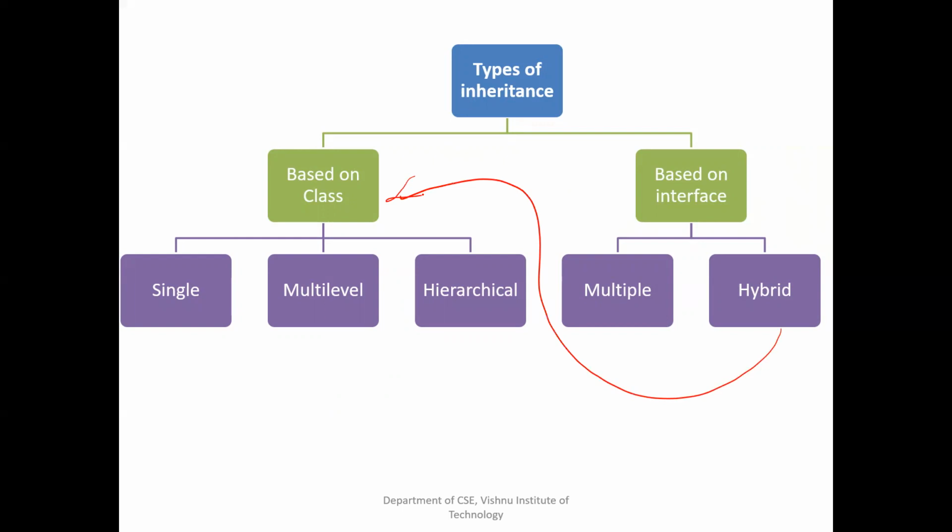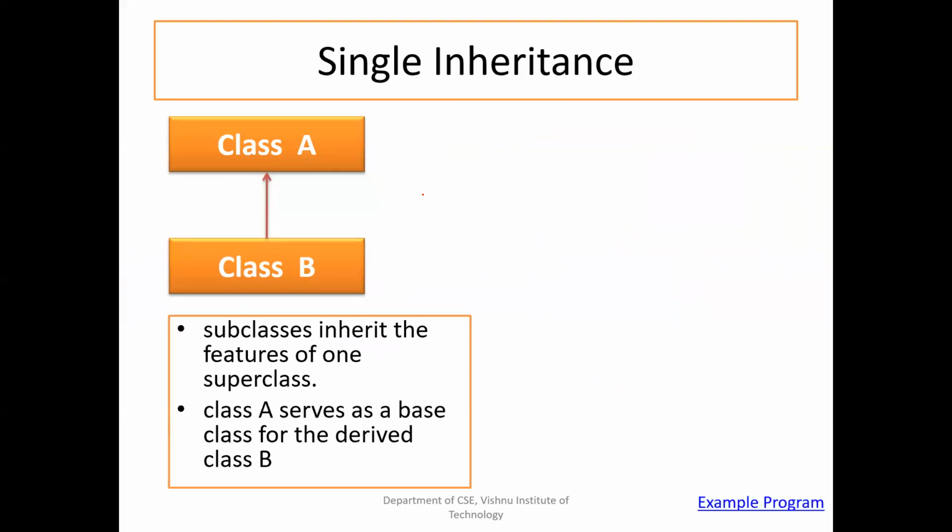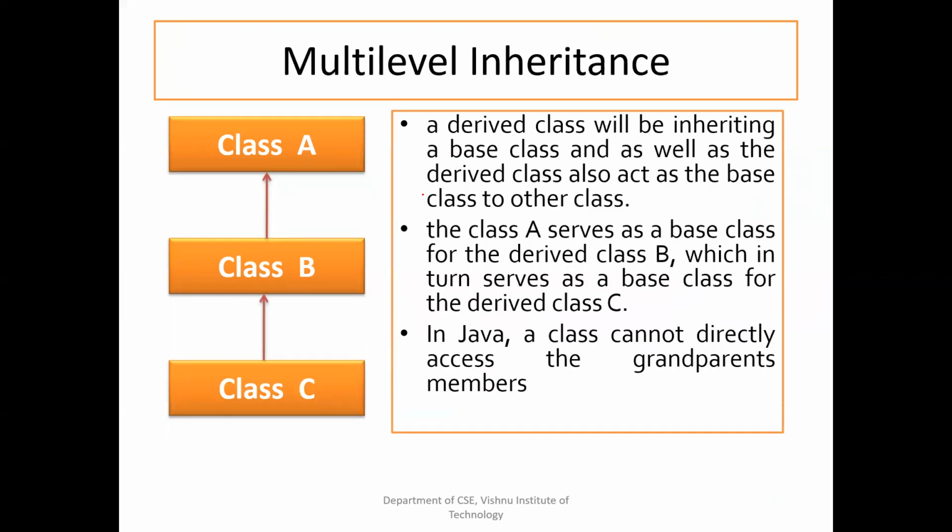Okay, so what are these inheritances? We'll see. This is single inheritance. That means in your inheritance hierarchy, we'll have only two classes. One class is a subclass of another class. If you have this kind of a relationship, then you'll say that it's a single inheritance.